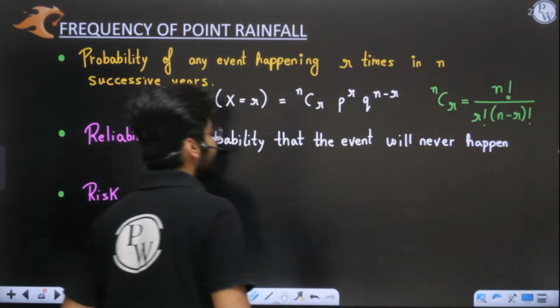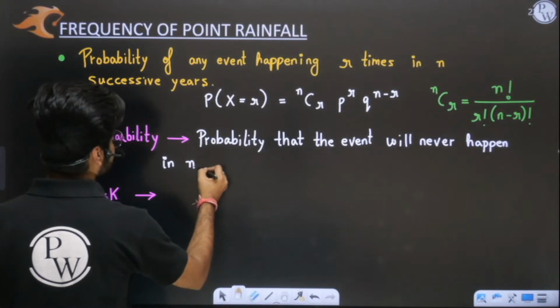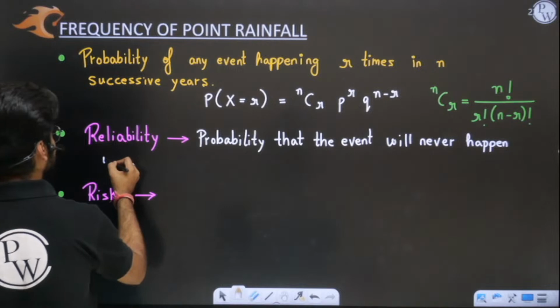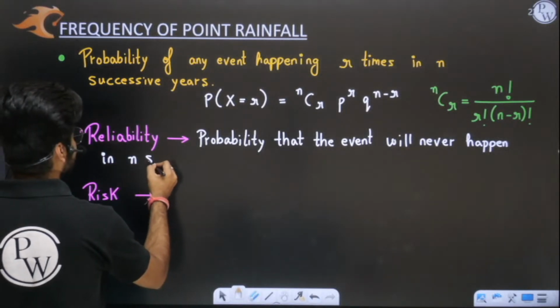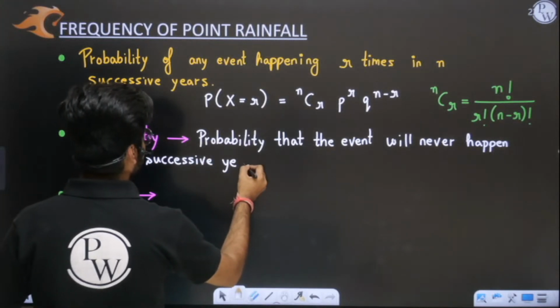The probability of the event that it will never happen in n successive years is known as reliability. Sir, how will I evaluate it? It's very simple.